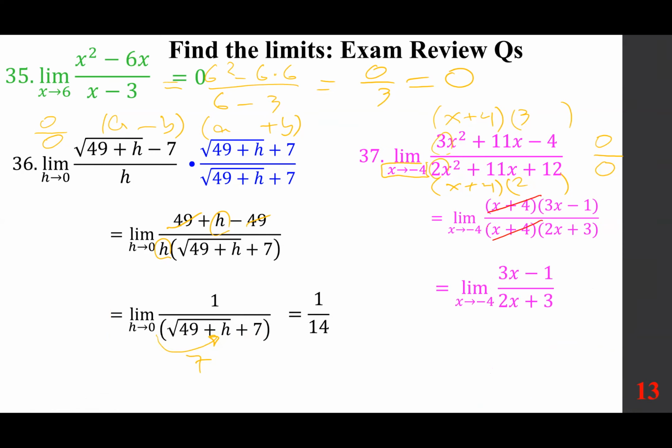And if you plug in negative 4, the numerator is 3 times negative 4, negative 12 minus 1 is negative 13. The bottom is 2 times negative 4, negative 8, and 3 is negative 5. And the final answer is 13 over 5.